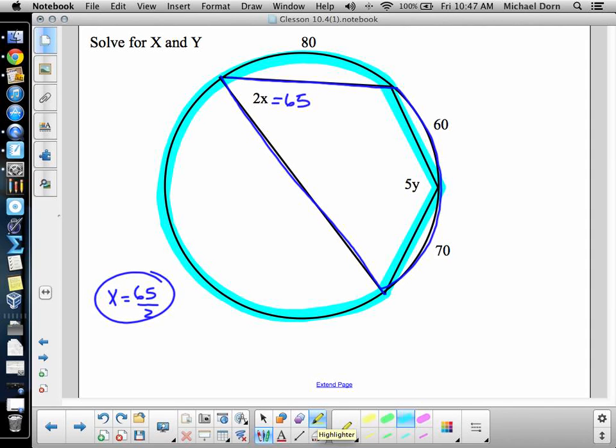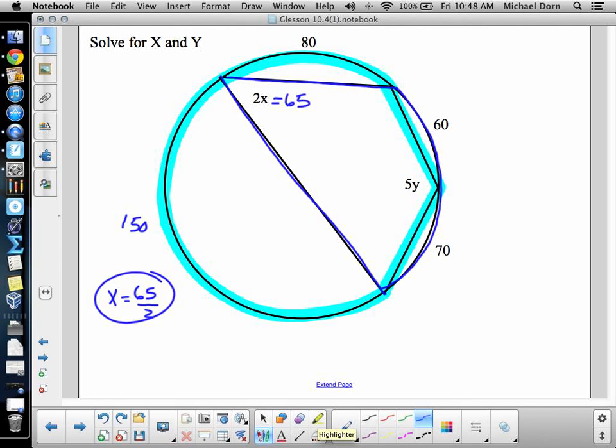Well, I've got 80. I don't know how much is left there, so maybe I should figure that out. 60 and 70 is 130 plus 80 is 210. So how many degrees are left for this arc on the outside? 150. So the blue highlighted arc here is 150 and 80, which is 230.